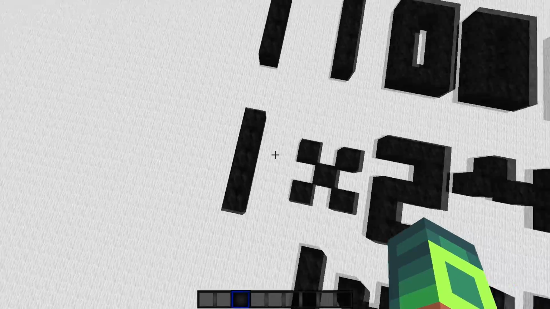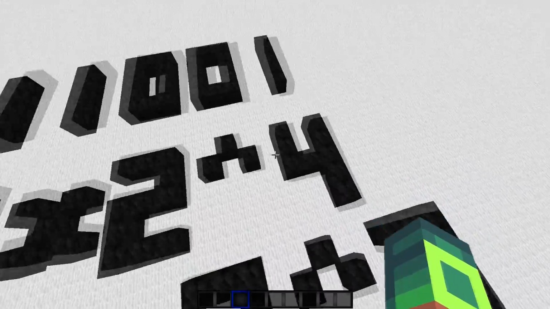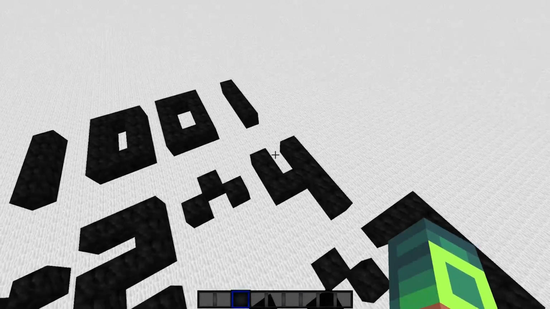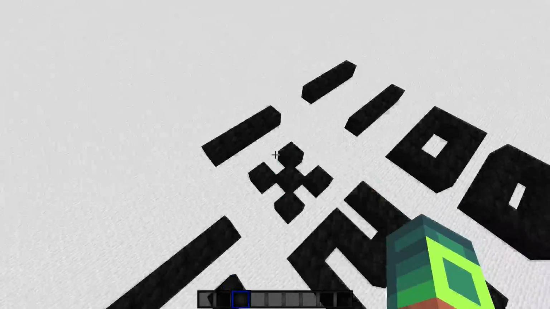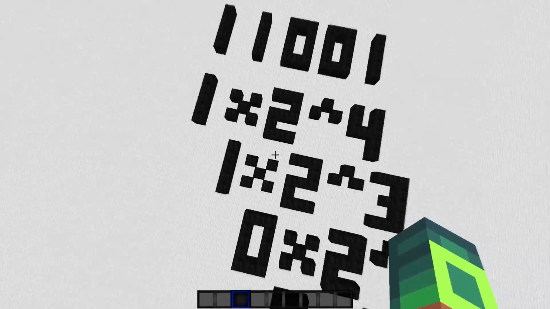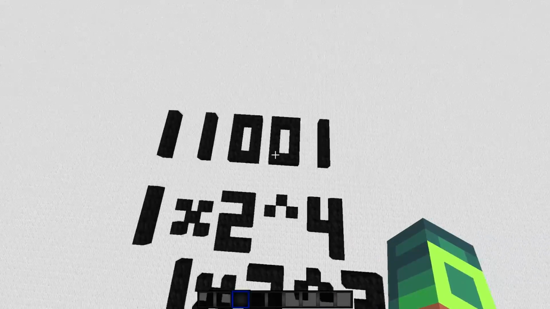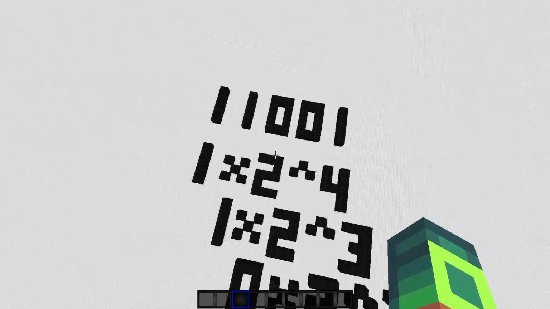Now our last number, 1 times 2 to the power of 4. 2 to the power of 4 is 16. 16 times 1 equals 16. 16 plus 9 equals 25. So now we know this number is 25 in decimal.